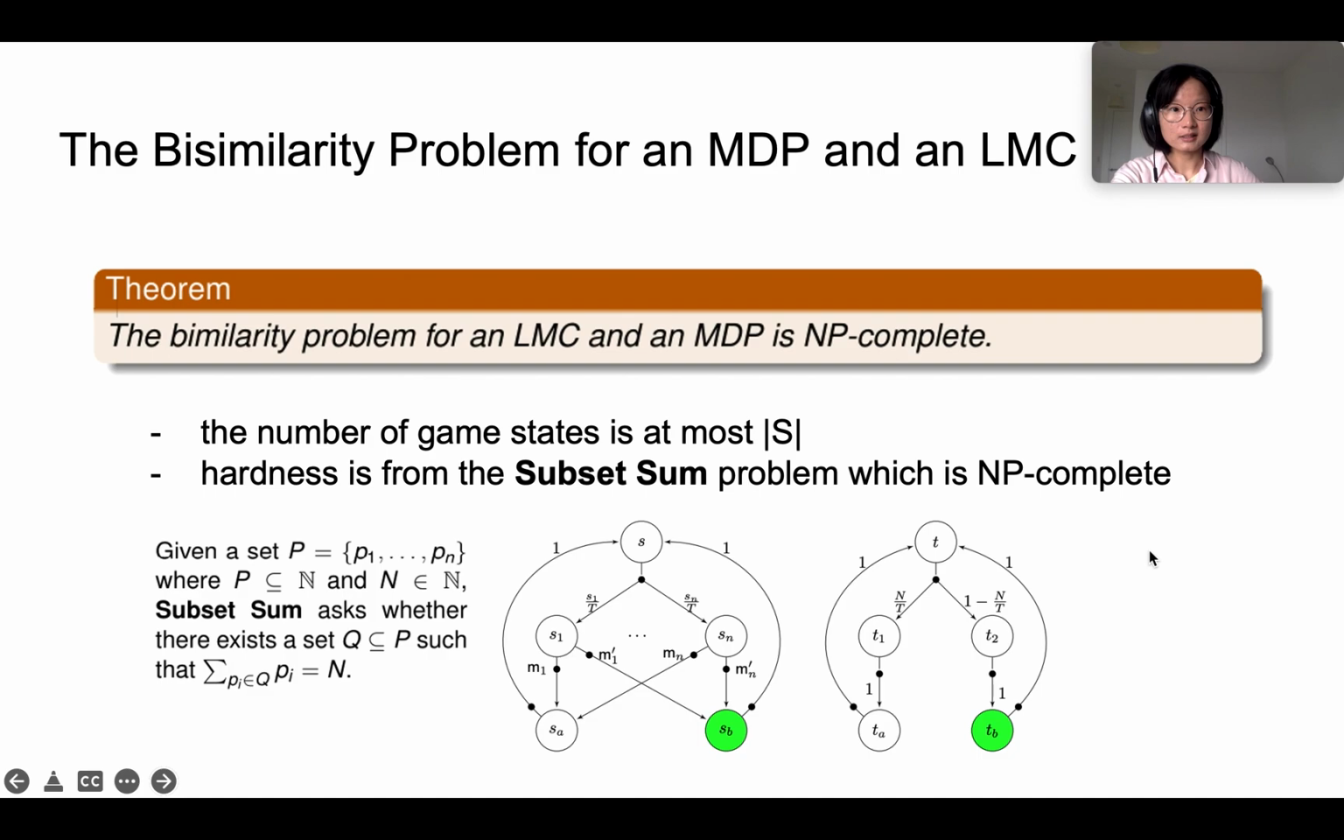We also studied the bisimilarity problem for an MDP and an LMC. And this problem is easier. It's NP-complete. To see why, let's think about the game with attacker and defender we introduced earlier. Now the number of game states is limited by the number of states in the LMC. And the hardness proof is from the subset sum problem, which is NP-complete.